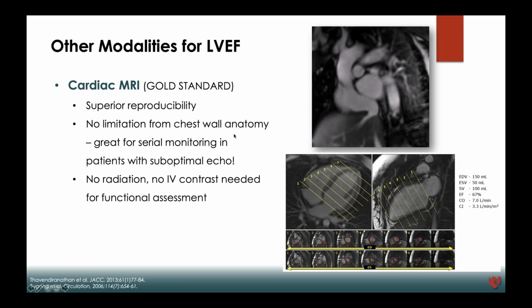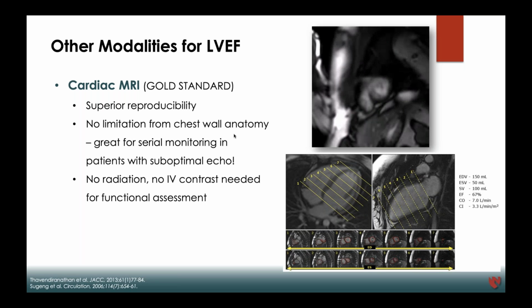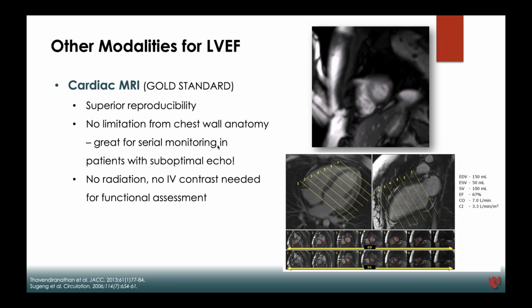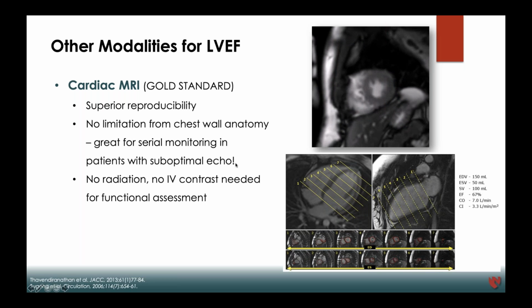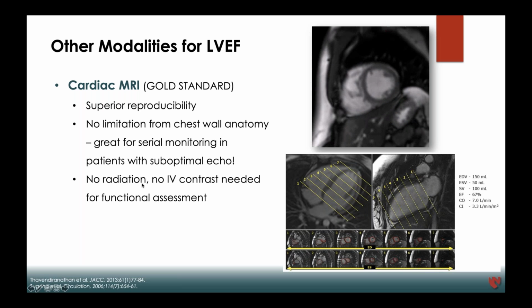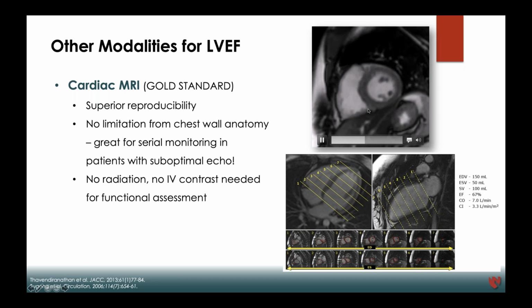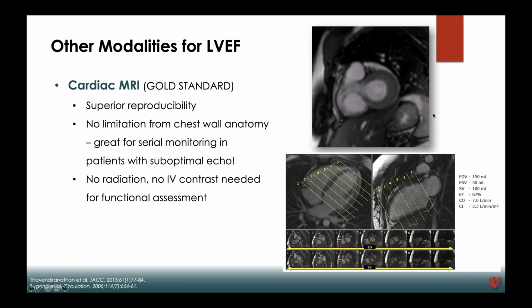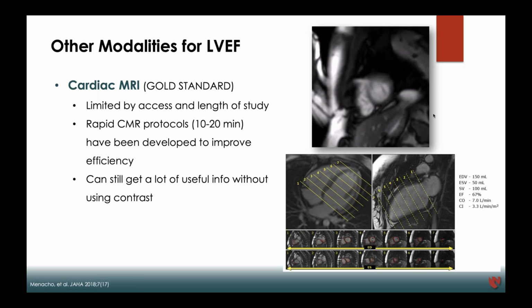So if you have a troublesome echo that's giving discrepant results from echo to echo, not getting an accurate ejection fraction, you really should refer them for a cardiac MRI to get an accurate ejection fraction. Cardiac MRI, again, has no radiation, unlike a MUGA scan. And also, to get an ejection fraction, to get these SSFP cine images, you don't need IV contrast for functional assessment at all. So you can get a lot of information just from a non-contrast study.